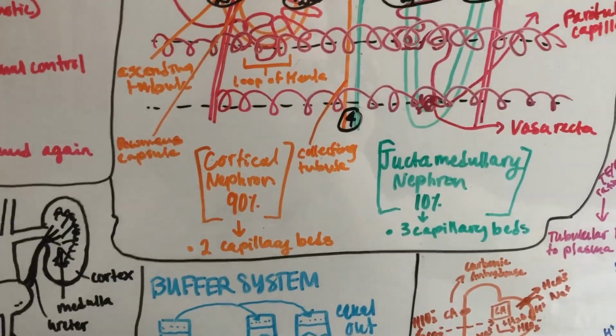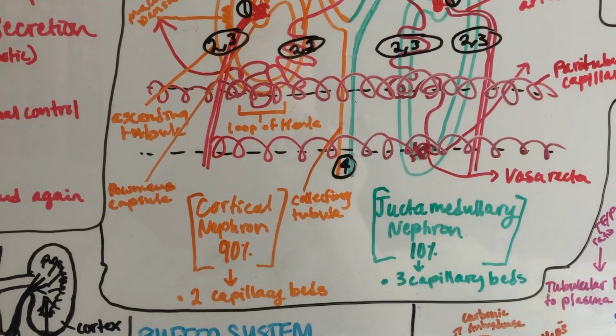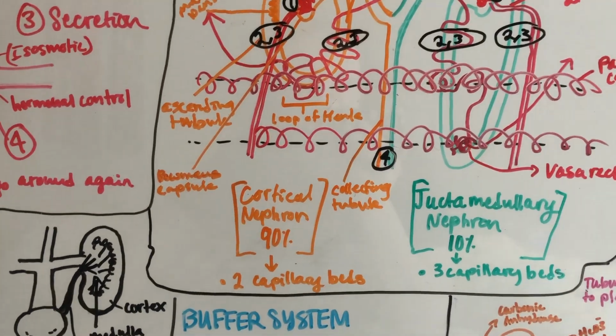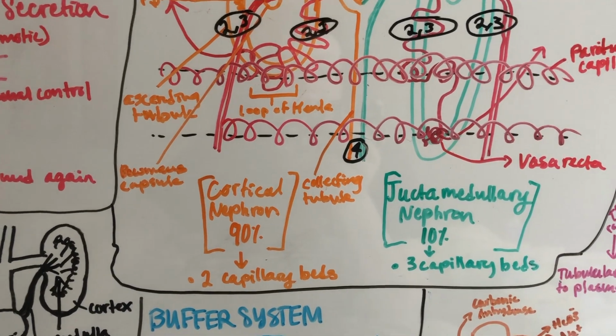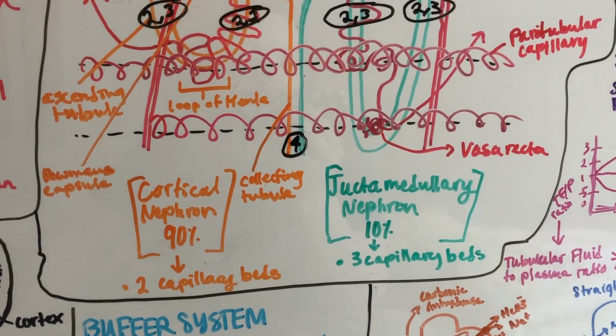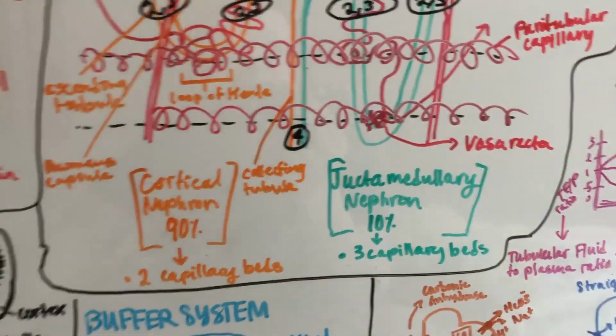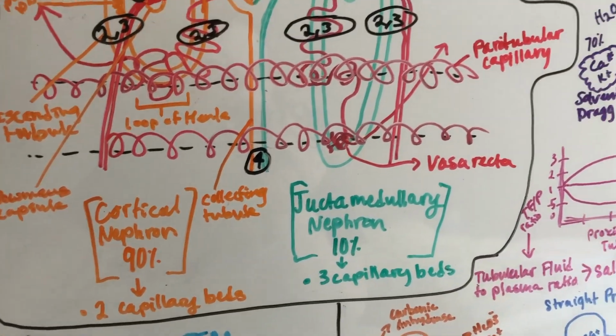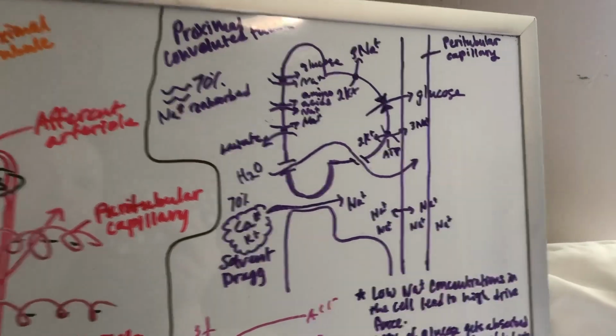So a few more things about this. Cortical nephrons make up 90% of the nephrons in the kidney, and these have 2 capillary beds, and then the juxtamedullary nephrons make up 10%. That's 3 capillary beds. So let's jump and go more in depth on each one of these sections.